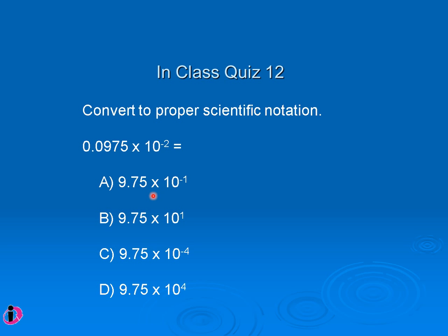So we'll move the decimal point right after 9, right? 2 positions to the right, the number will be increased, so the power will be decreased. It's already negative 2, you subtract 2, so it will be 10 to the negative 4. So the right answer is 9.75 times 10 to the negative 4. So the right answer is C.